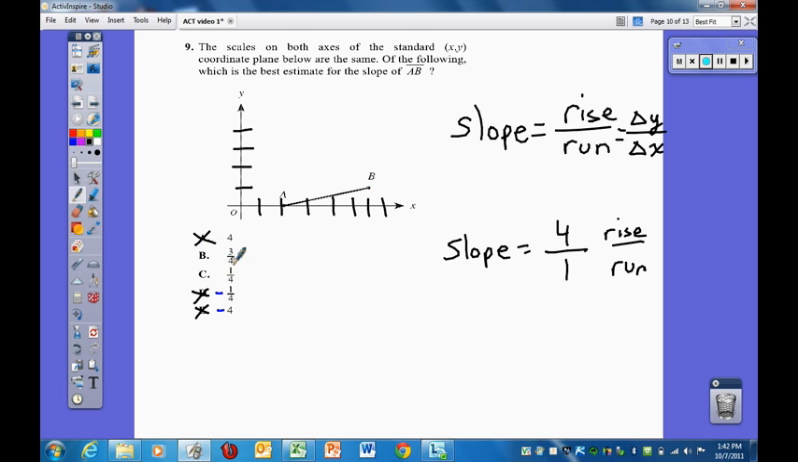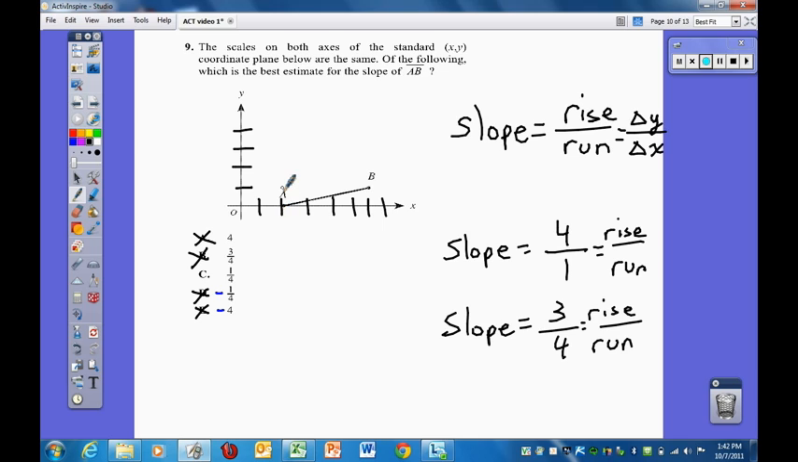How about rise 3, run 4? So if I try this, slope equals 3 over 4. Rise 3, run 4. Okay, rise up 3. Start here at A. 1, 2, 3, and run 4. 1, 2, 3, 4. Well, I didn't quite get to B that time. That doesn't work either. And it's got to be C.